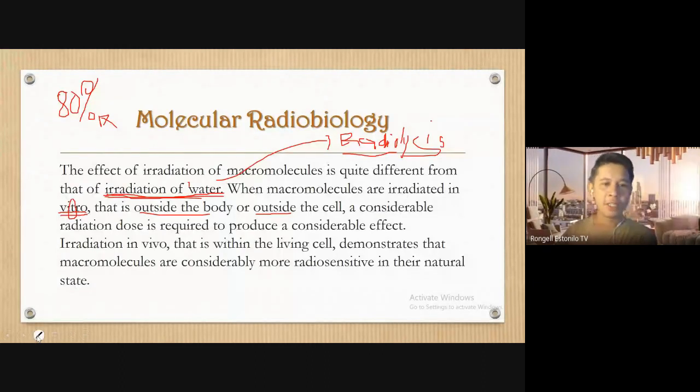Pag sumugad kita nga water, iti interaction is called radiolysis. So when macromolecules are irradiated in vitro, take note, we have the letter T. Diba, sabi natin T, test tube. So that is outside the body or outside the cell. So a considerable radiation dose is required to produce a considerable effect.